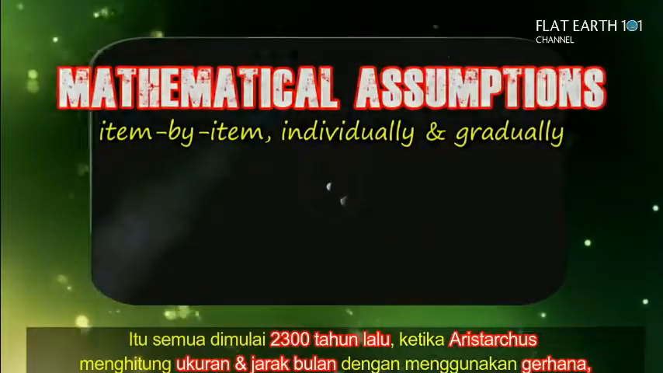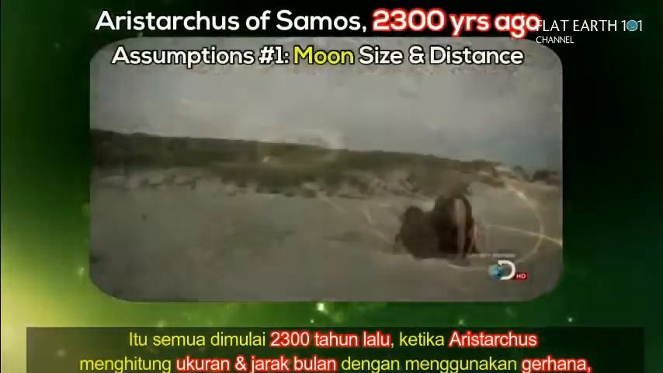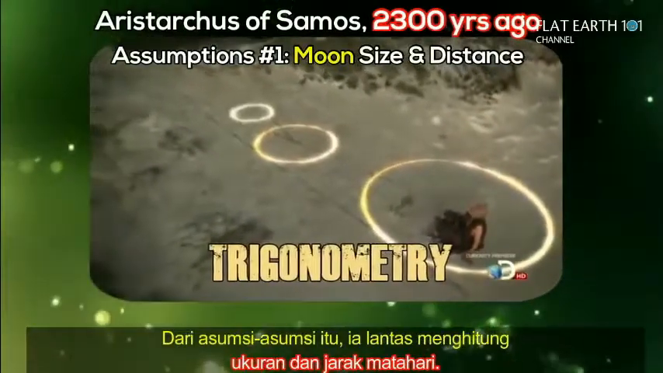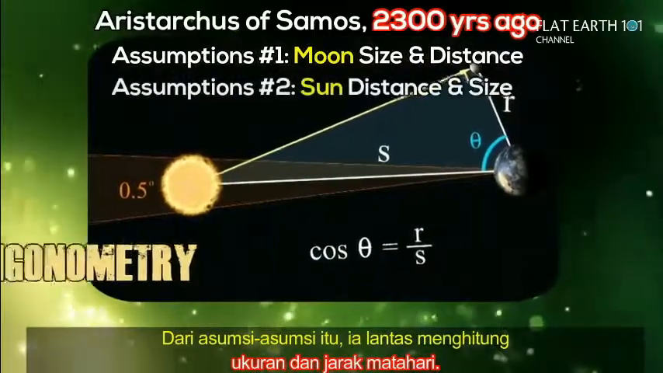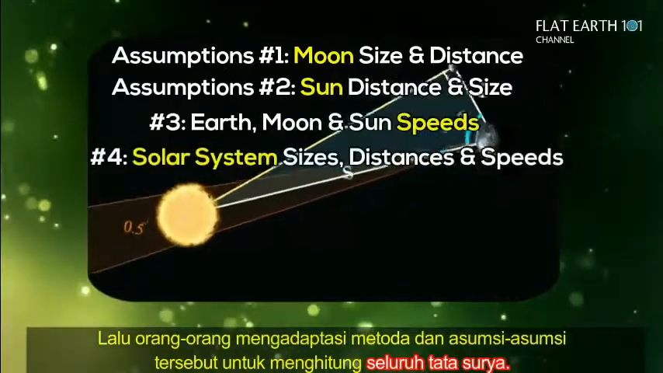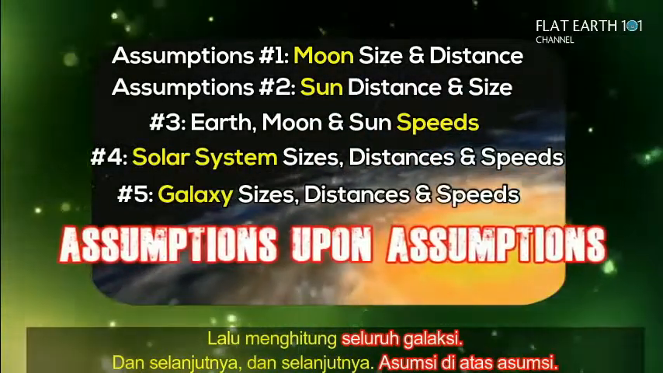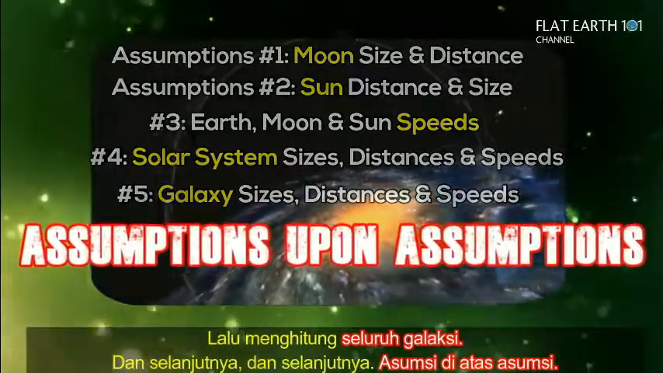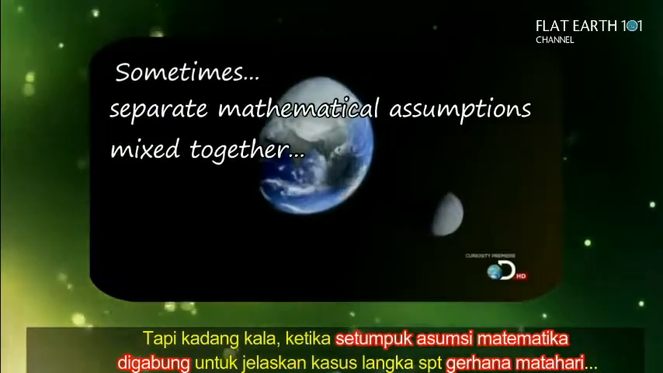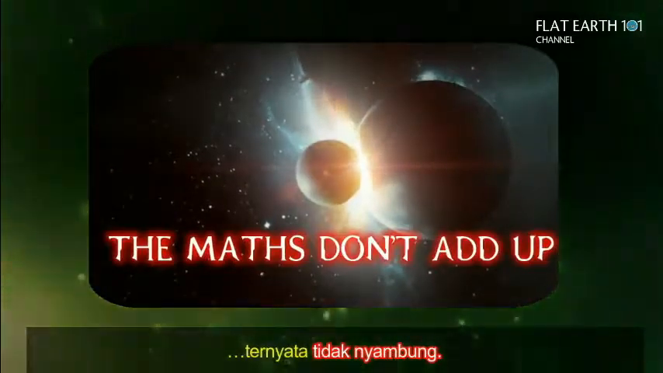It all started 2,300 years ago when Aristarchus calculated the size and distance of the moon using eclipses based on assumptions if the earth was a ball. From those assumptions, he calculated the size and distance of the sun. Then people adapted his method and assumptions to calculate the whole solar system, then the whole galaxy, and so on and so on. Assumptions upon assumptions. But sometimes, when a bunch of mathematical assumptions mix together to explain rare cases like solar eclipse, they just don't add up.